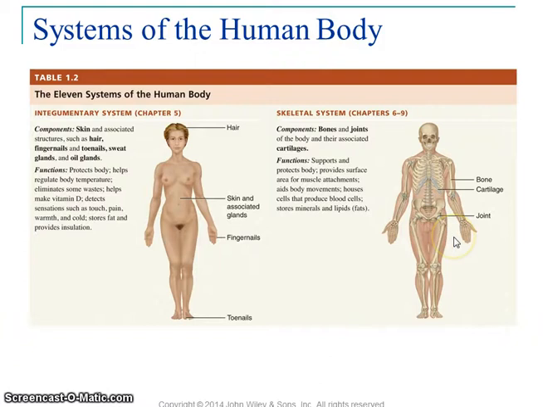They also serve a protective function, like your skull protects your rib cage, your vertebrae protect your spinal cord. Your thoracic cavity is protected by your ribs.